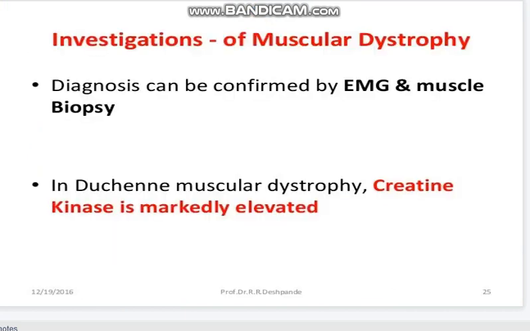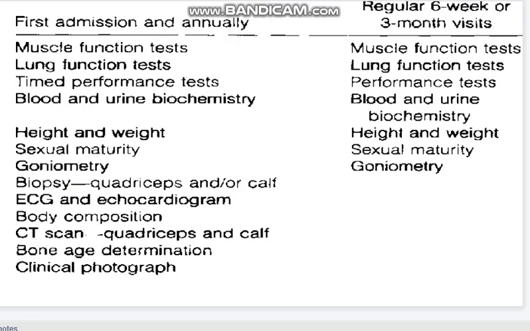Investigation of muscular dystrophy is by electromyography, muscle biopsy, and creatine kinase, which is markedly elevated. Patients with Duchenne muscular dystrophy need regular follow-up of respiratory function, cardiac function, height, weight, and bone density, with CT scan for bone age determination, due to corticosteroid side effects.